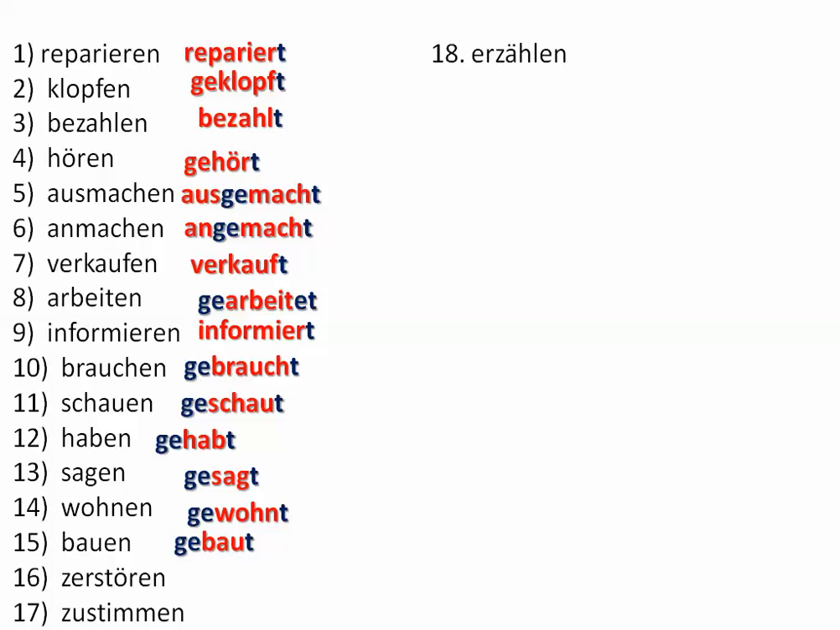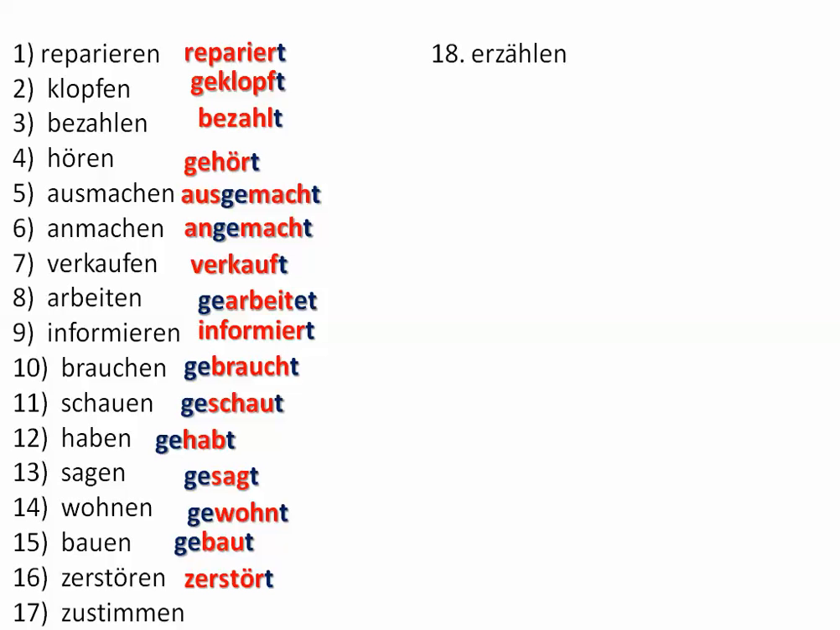Zerstören. Zer is an inseparable prefix in German. Zerstören means to destroy. For example, the word for a destroyer, the ship destroyer in English, is Zerstörer. So the past participle here is zerstört. Godzilla hat die Stadt zerstört.